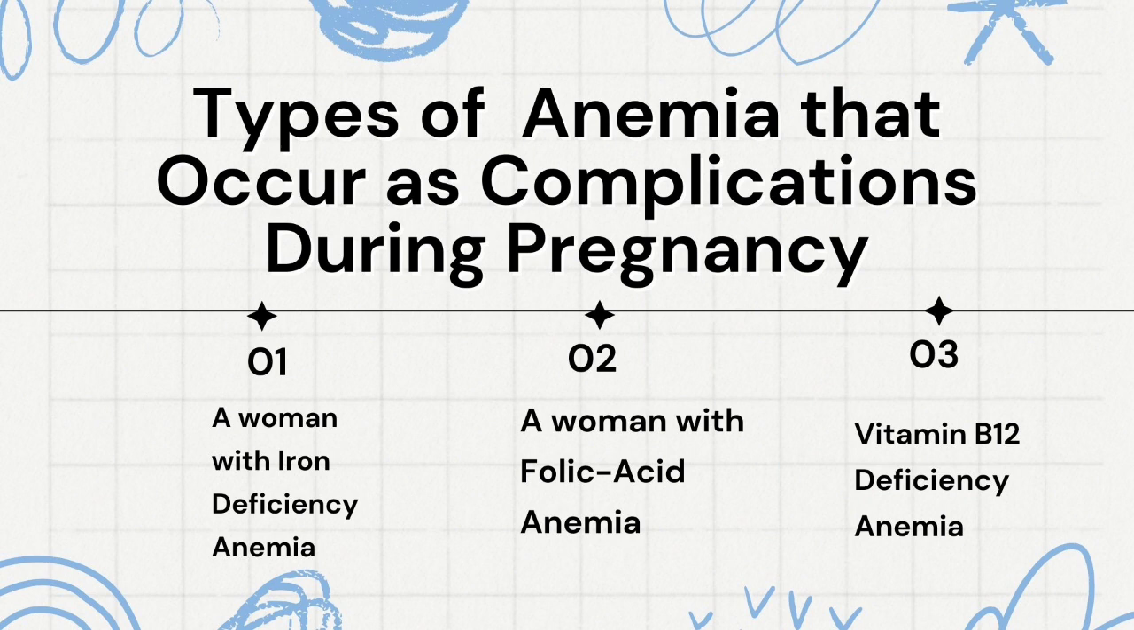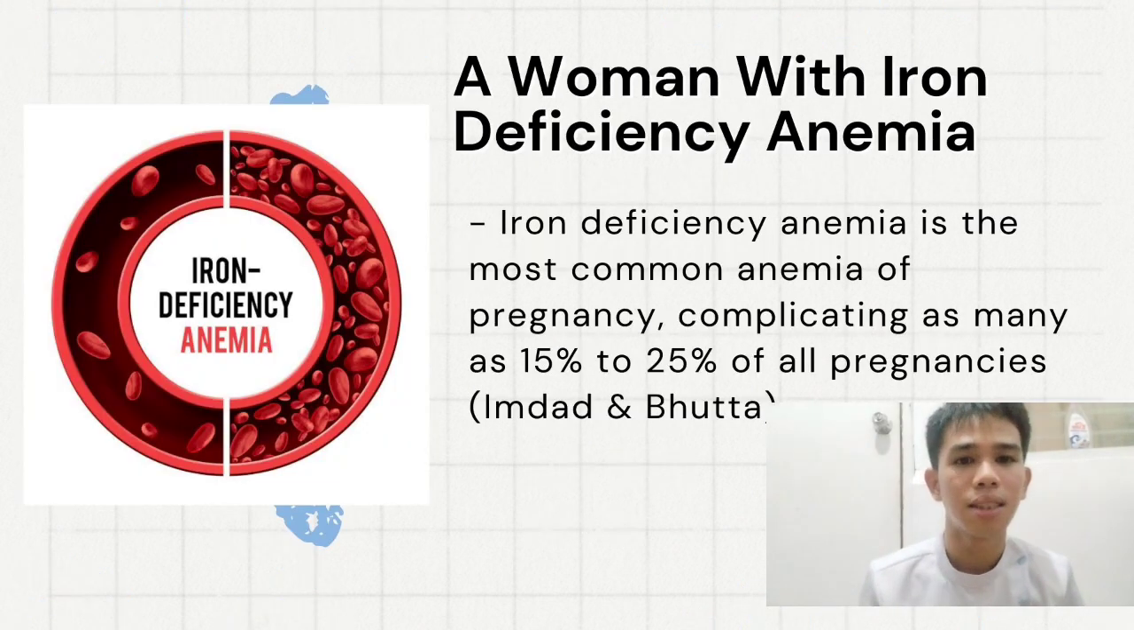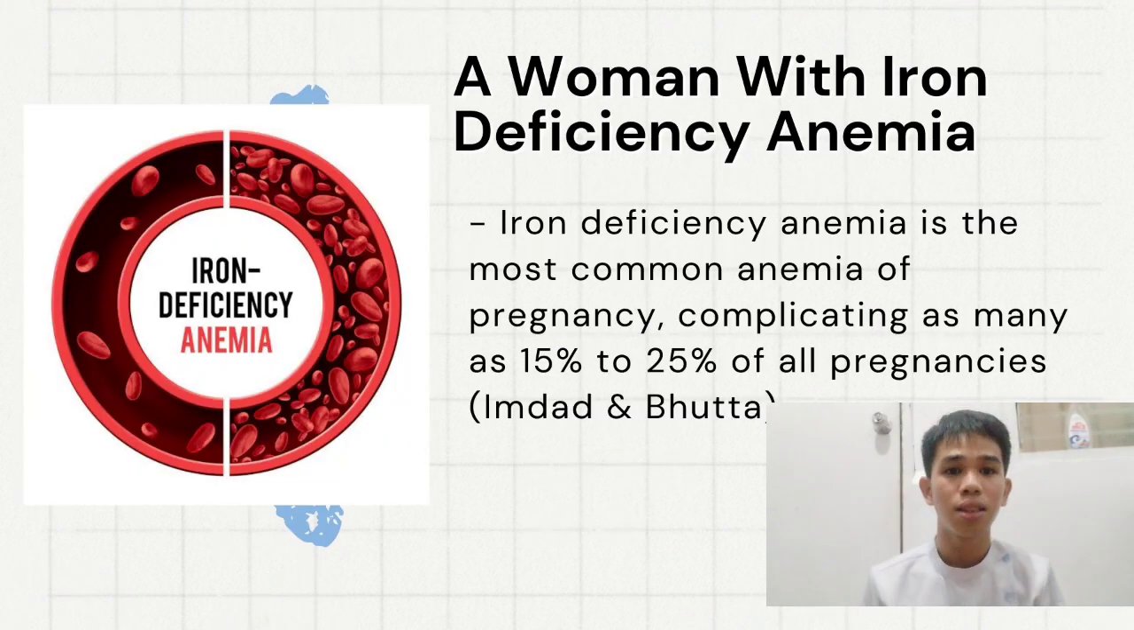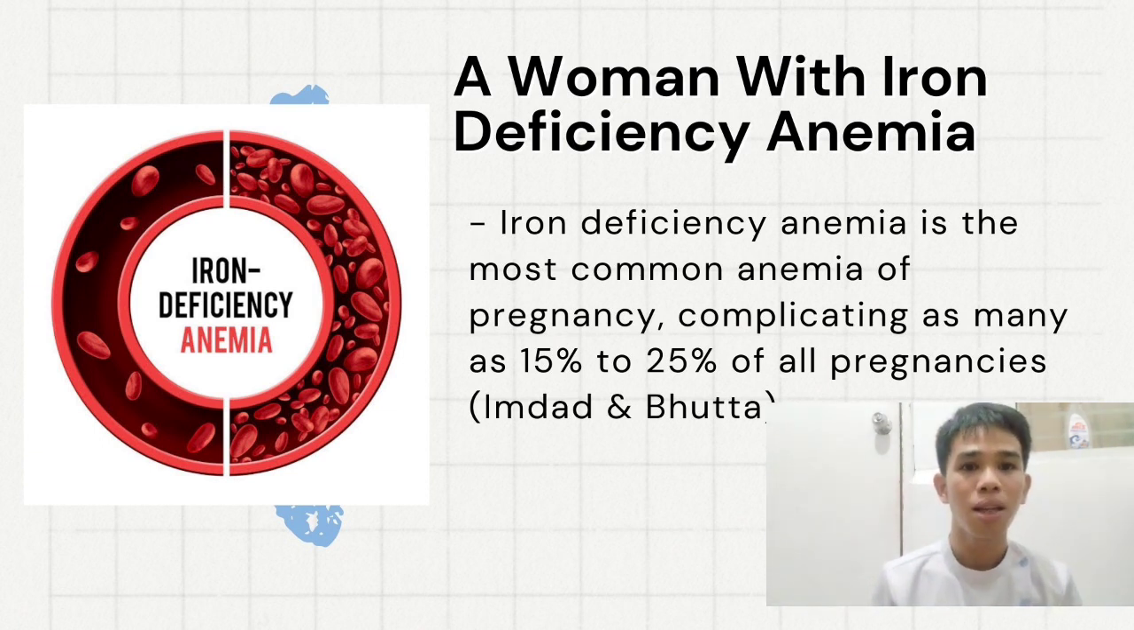So these are the types of anemia that occur as complication during pregnancy. First is a woman with iron deficiency anemia. Second is a woman with folic acid anemia. And third is vitamin B12 deficiency anemia. So first is the iron deficiency anemia. It is the most common anemia of pregnancy, complicating as many as 15 to 25% of all pregnancies. Many women enter pregnancy with deficiency of iron stores resulting from a combination of diet low in iron, heavy menstrual periods, or unwise weight reducing programs.